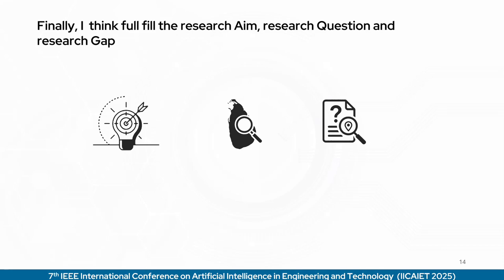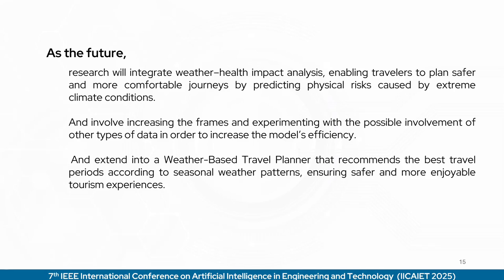So finally, I think I have fulfilled the research aim, research questions and research gaps. As future work, the research will integrate weather health impact analysis, enabling travelers to plan safer and more comfortable journeys by predicting physical risk caused by extreme climate conditions. It will also involve increasing the data and experimenting with the possible involvement of other types of data in order to increase the model efficiency. Next, it will extend into a weather-based travel planner that recommends the best travel periods according to seasonal weather patterns, ensuring a safer and more enjoyable tourism experience.